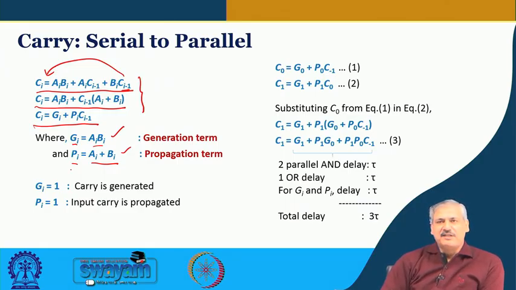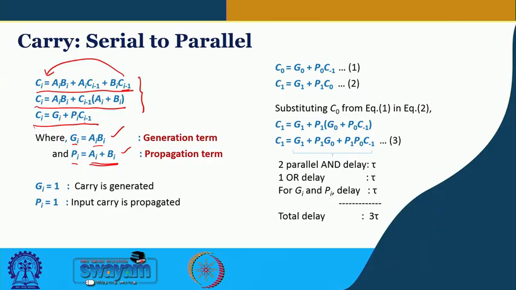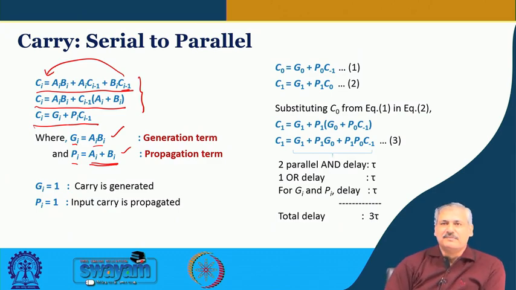And what is the propagation term P I? What is its significance? Whether P I is 0 or not, we can figure it out from this stage itself. If P I is 0, then even if the carry is there in the previous stage, it will not get propagated, because C I minus 1 is ANDed with P I. So, only if P I is 1, and there is a carry in the previous stage, then that will contribute to generation of the carry in this stage. So, that is why it is called the propagation term, right. So, this is the significance of it.